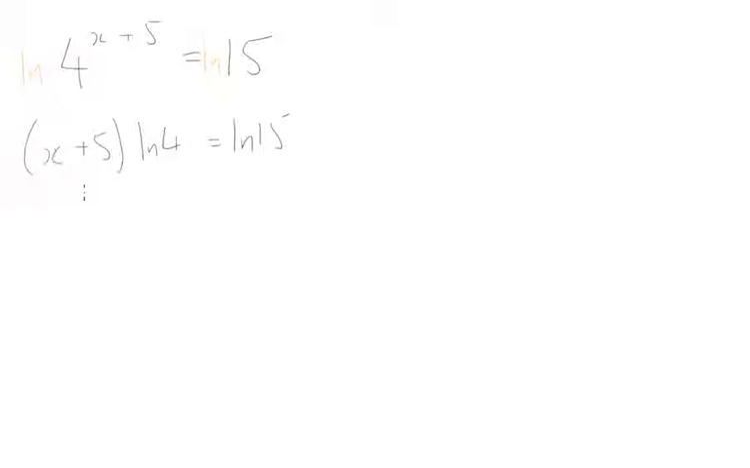So dividing both sides by natural log of 4, that will cancel. So x plus 5 equals natural log of 15 over natural log of 4. Note that there's no log law that cancels these. Don't get confused in your log laws. Okay, so x is going to be just log 15 on log 4 minus 5.